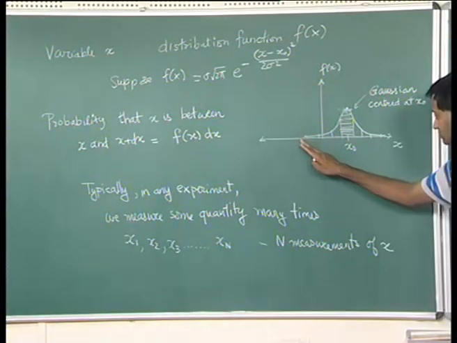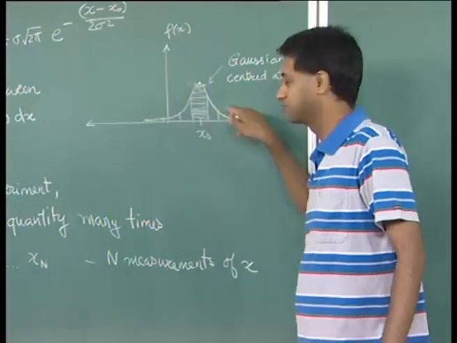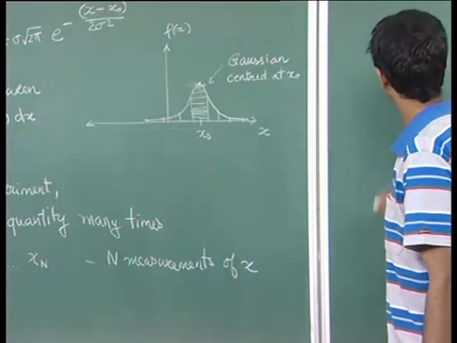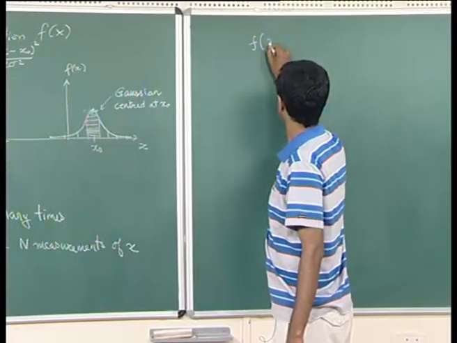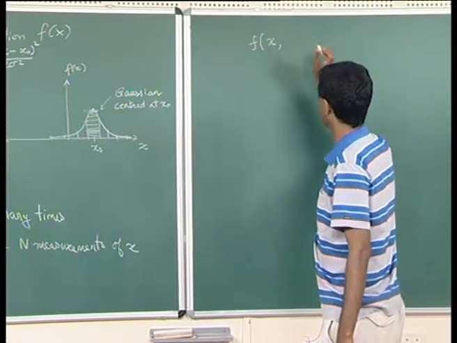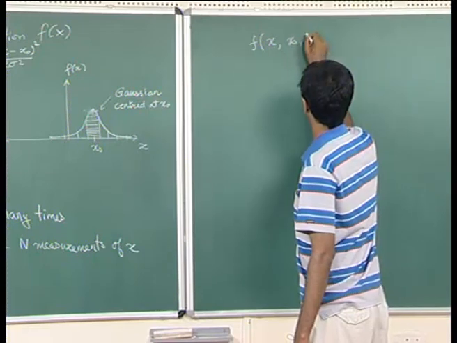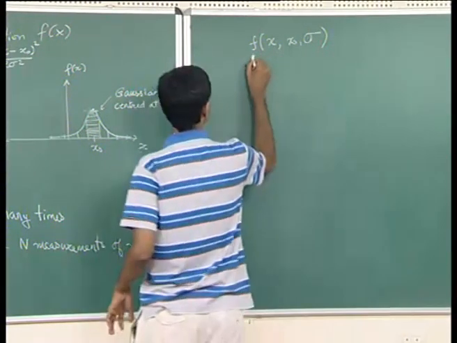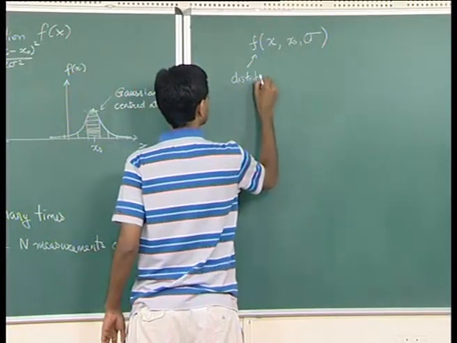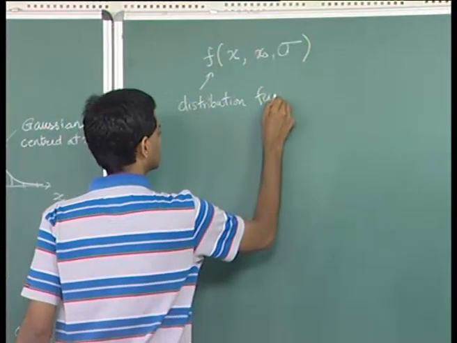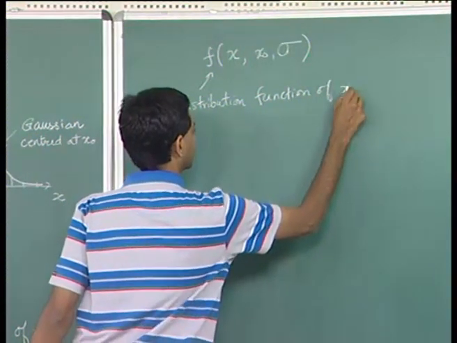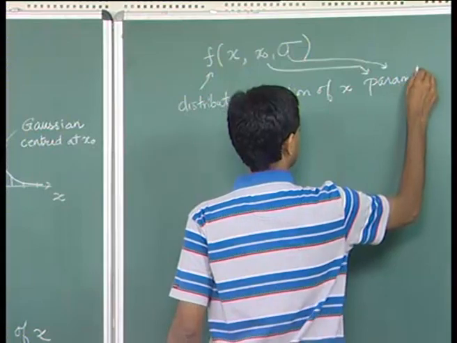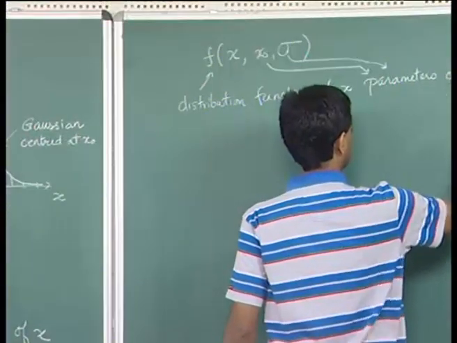What we are trying to do is the following. x has a distribution function, but you don't know what the mean is. You don't know what the standard deviation is. So x has a distribution function f of x. Now, it has two parameters: it has x0 and it has sigma. So this is the distribution function of x, and these are unknown parameters of the distribution function.